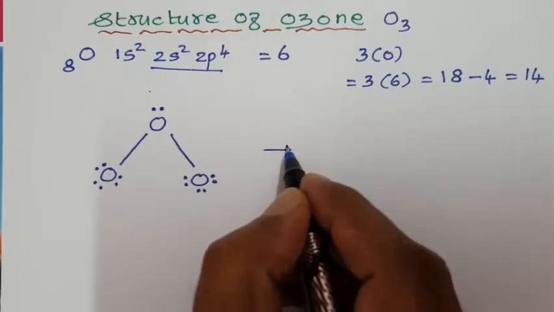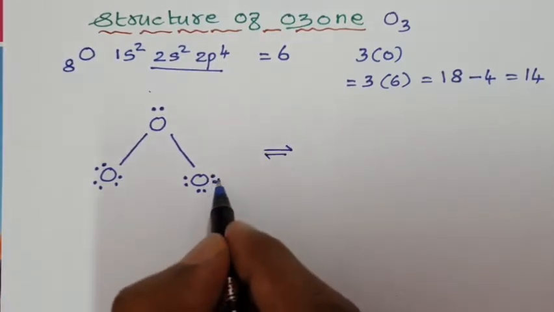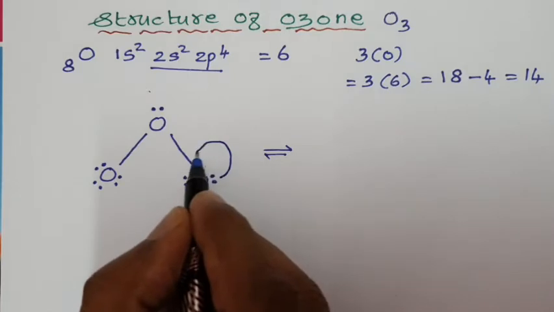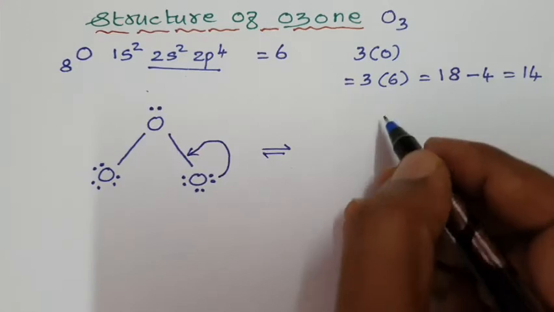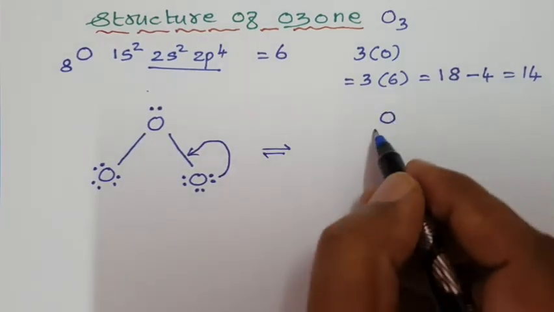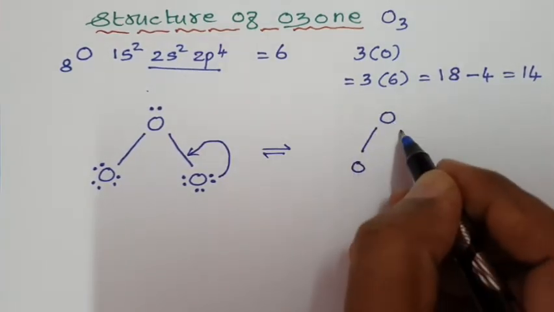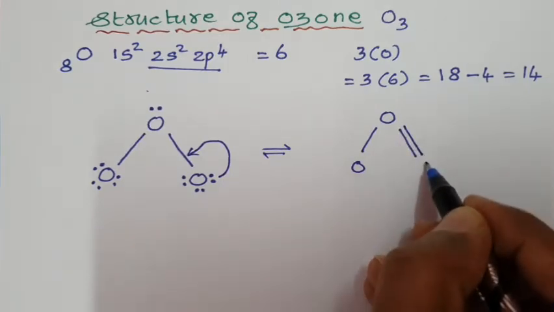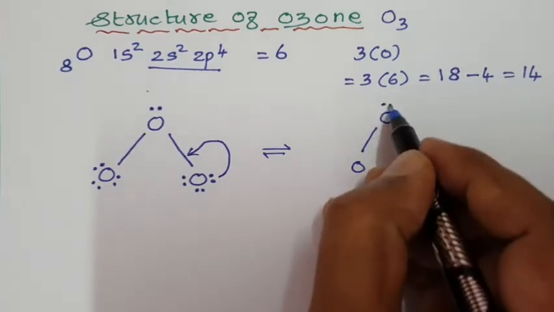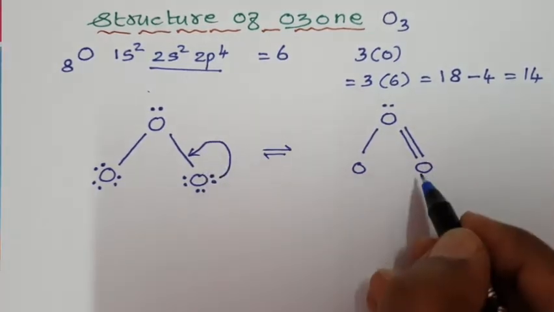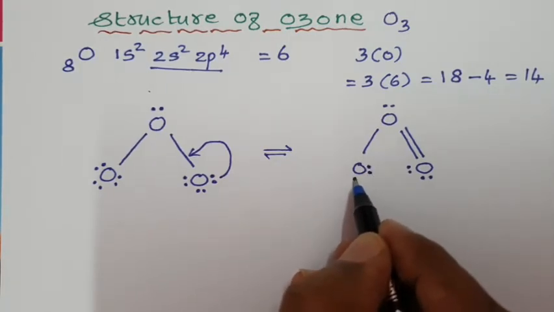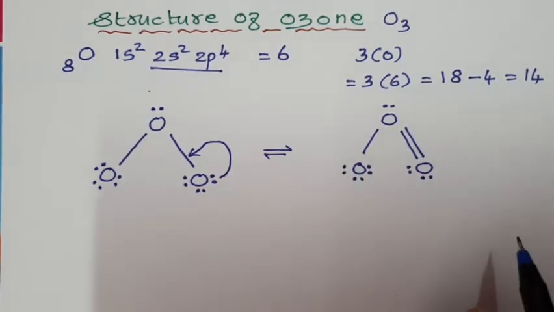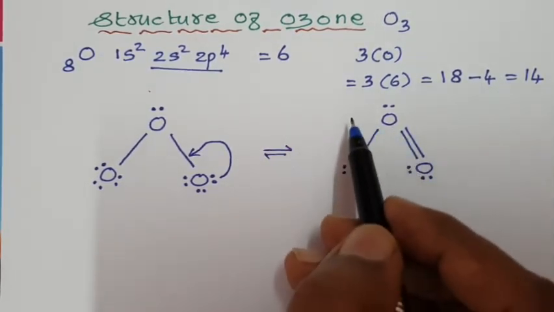So to get an octet, any one lone pair of electrons is converted into a bond pair. So you will get one structure: oxygen, oxygen, here a double bond, oxygen. Still 1 pair of electrons on the center. Here 1 lone pair is converted into a bond pair, therefore the remaining 2 lone pairs of electrons. Now count the number of electrons around each element.